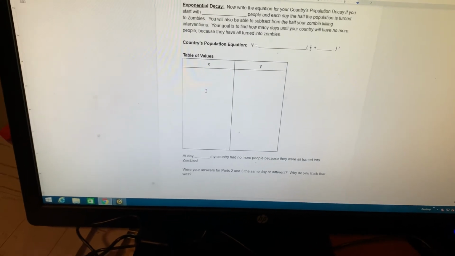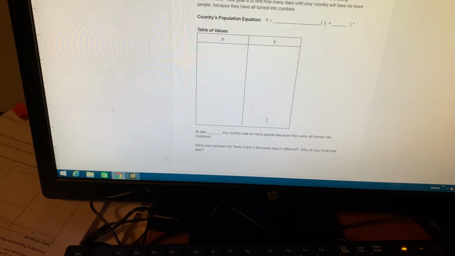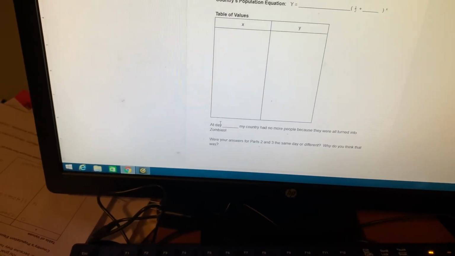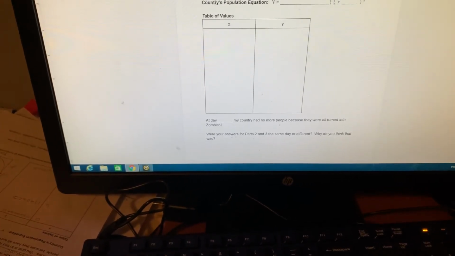Okay, now the next question that it's going to ask you is at the bottom after you get your table. Again, do not skip values. So 1, 2, 3 all the way until you get to where your Y value is 0 point something. But it says at day what did my country have no more people? So for me, that's going to be day 32 based off of my Desmos. Okay. Why or were your answers from part 2 and part 3 the same day or different? So my day in part 2, I believe, was at like day 27. And then for this part, my day was 32. So mine were different. Okay, and why do you think that was?